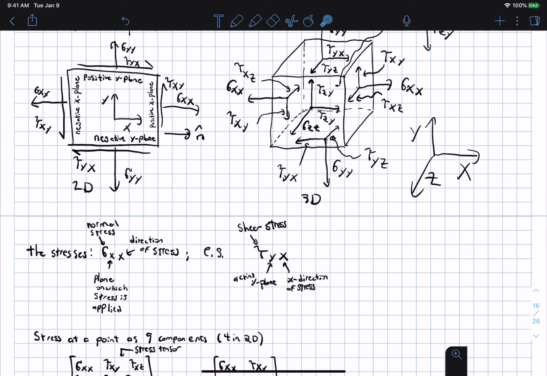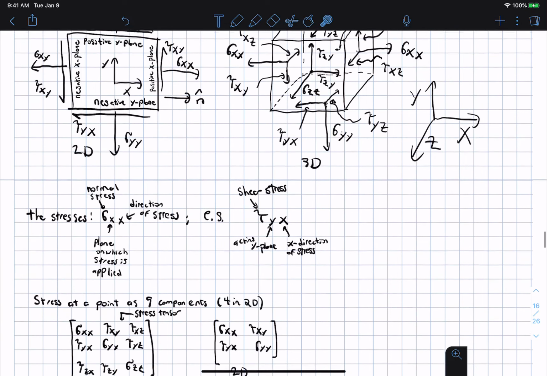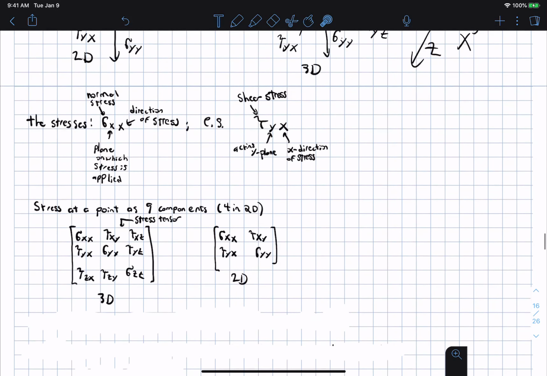So we have a shear stress, and the x means it's pointing in the x direction. So we have a y plane here, and we have a shear stress acting in the positive x direction. So this is tau xy. Okay, and we're going to use this a little bit later on, but not too much.